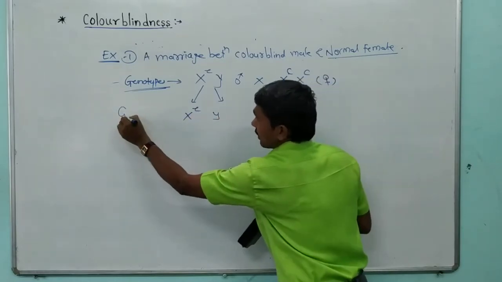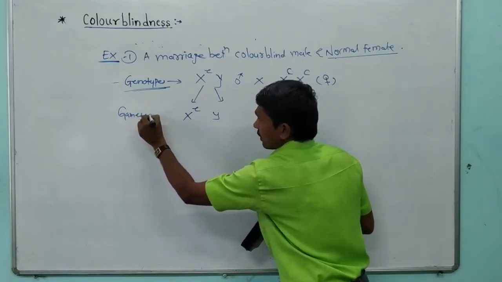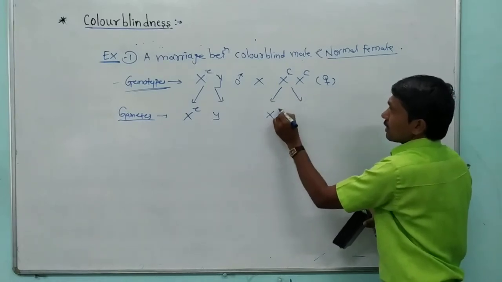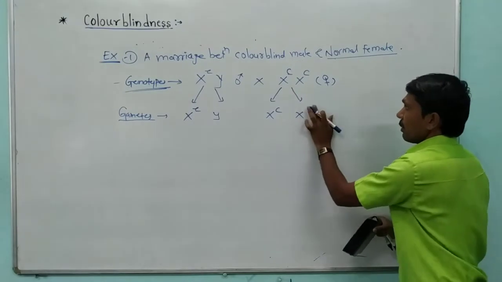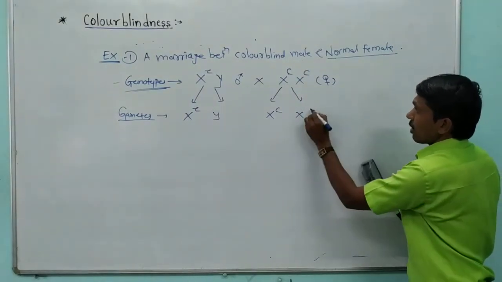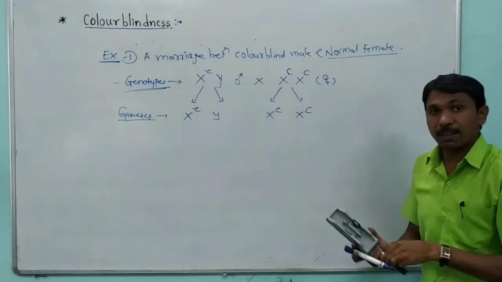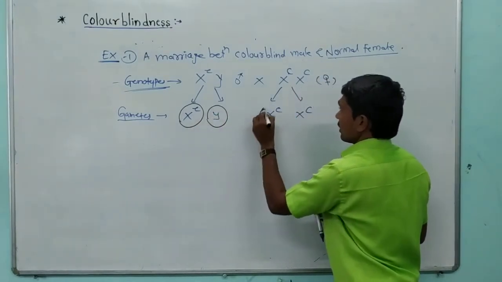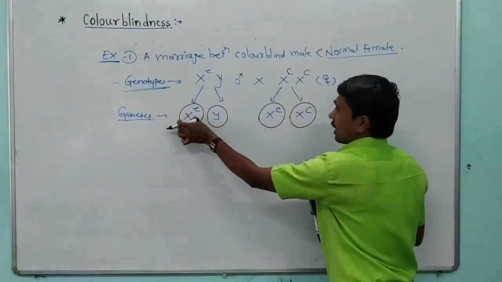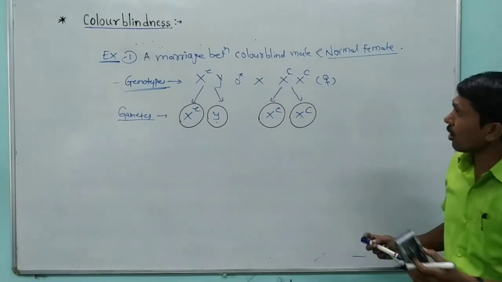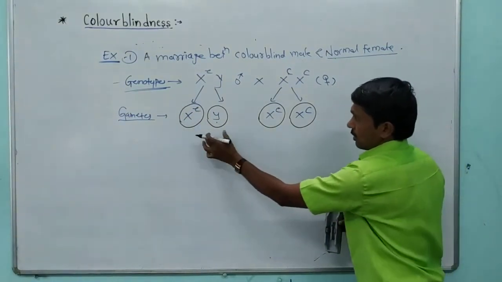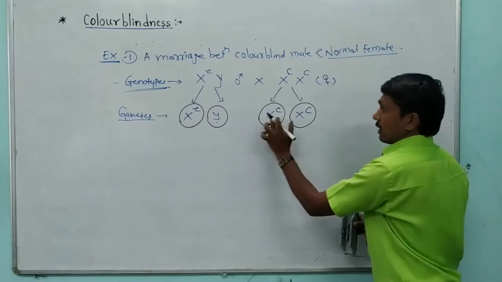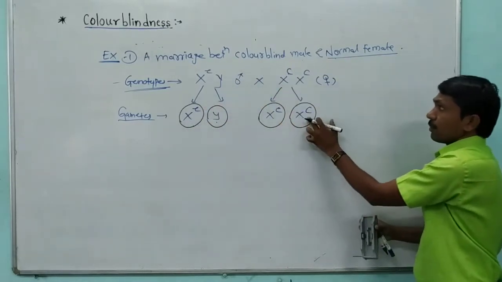Here, write their gametes for the female: X capital C, because she is normal. So we are always writing the gametes for normal, carrier and normal. Okay, so cross of that male and female parents. Here X small c crosses with the female, and Y crosses with the female.